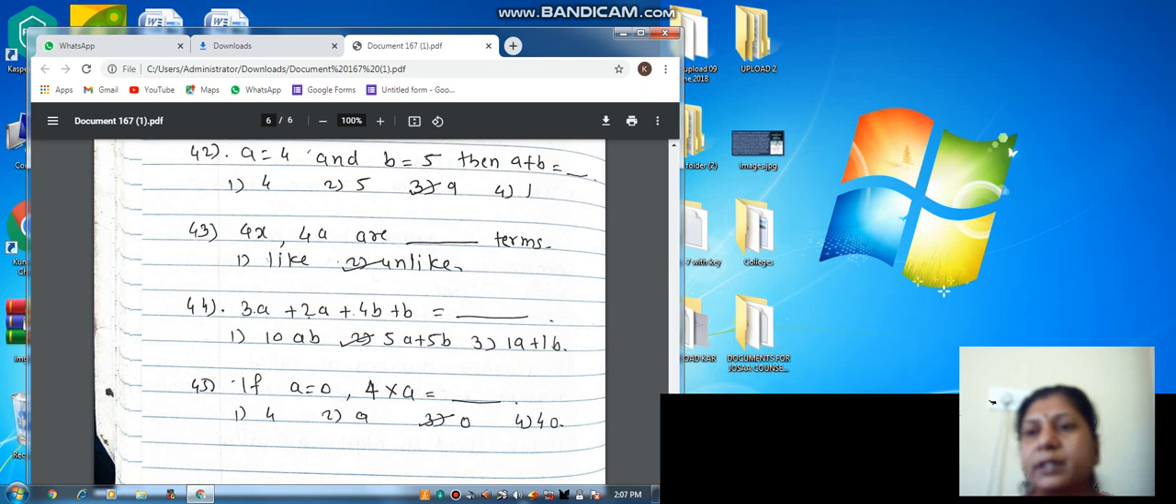Next, if a is equal to 0, then 4 into a is equal to... Now here a's value is 0, so 4 is multiplied by 0. Everyone knows, if we multiply any number by 0, what will be the answer? It is 0.